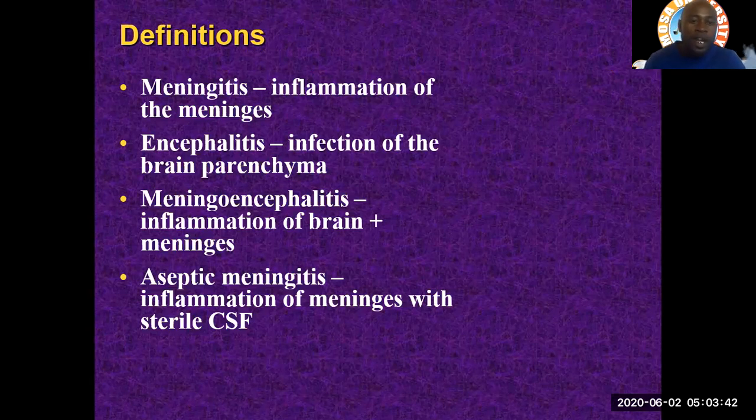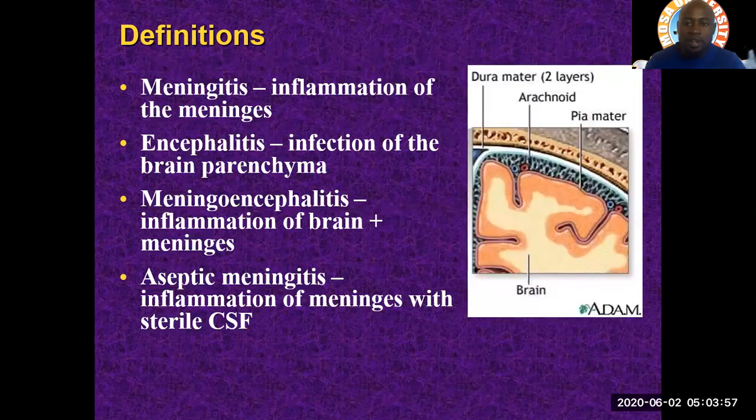Also, we define meningoencephalitis as inflammation of the brain together with the brain meninges. We also define aseptic meningitis as inflammation of the meninges with sterile CSF.